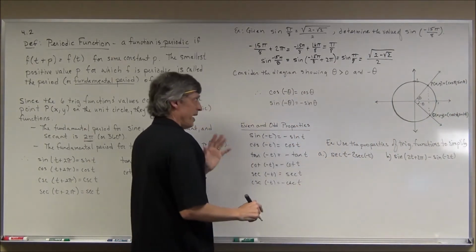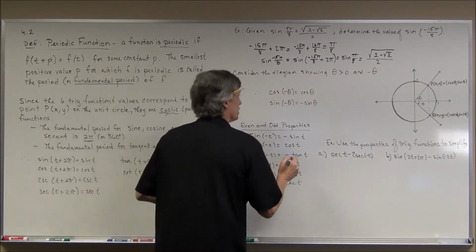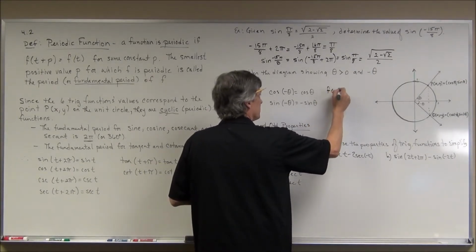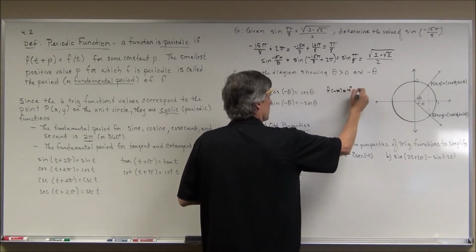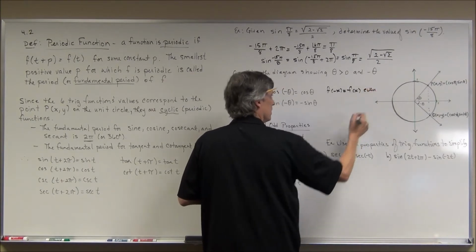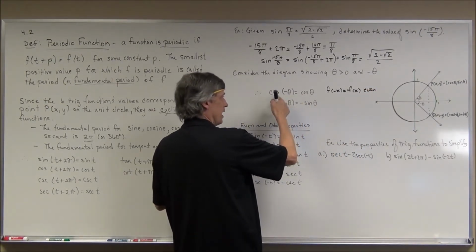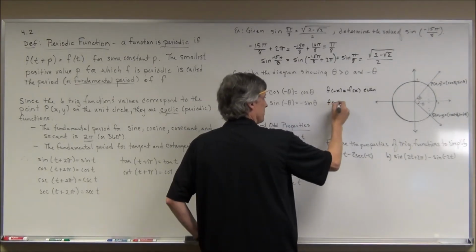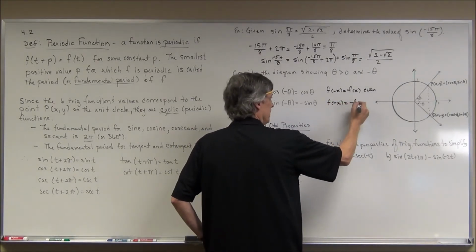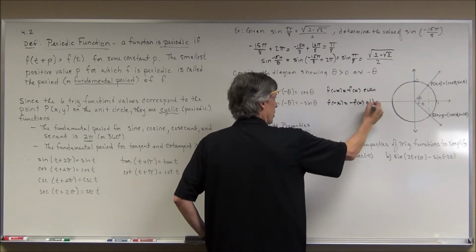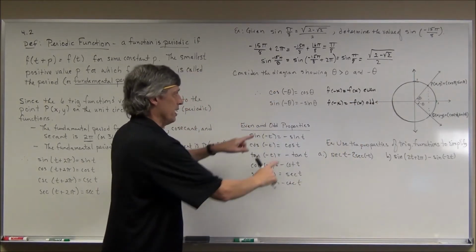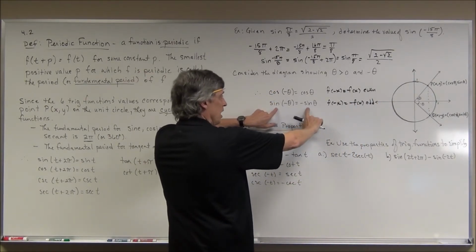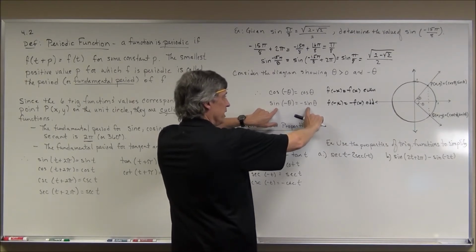Now, if you think back to the idea of even and odd functions, remember how if f of the opposite of x was equal to f of x, it was even? That's what I have here. I have cosine being an even function. And also, if f of the opposite of x was equal to the opposite of f of x, it was called an odd function. And that's what I have here. So sine, the trig function sine, is an odd function.